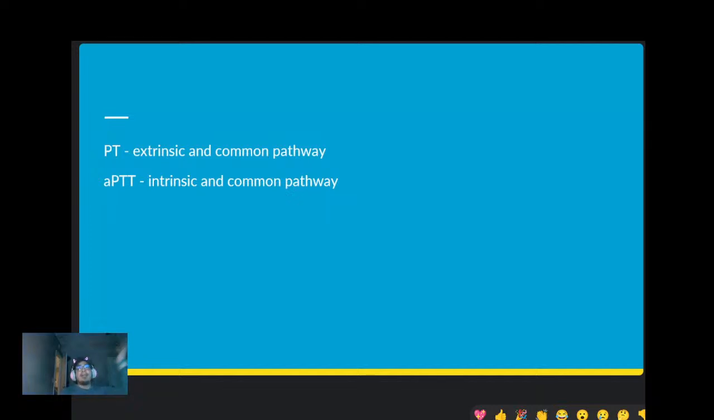Alright, APTT has many factors, right? Many letters. 12 will activate 11, 11 will activate 9, 9 is a cofactor to 8. Whichever has more factors, that's the one affected. And don't forget, the common pathway is always included. Okay?